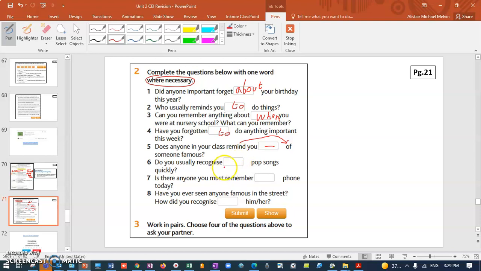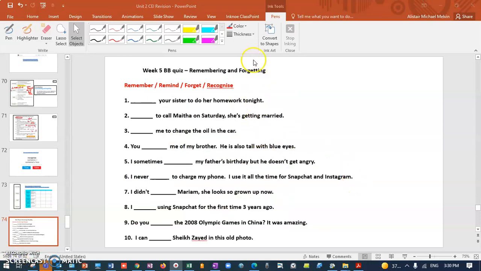Do you usually recognize pop songs quickly? Don't need anything there. Is there anyone you must remember to phone today? This is a verb here. Have you ever seen anyone famous in the street? How did you recognize him or her? Finally, this was the tasks from Blackboard.